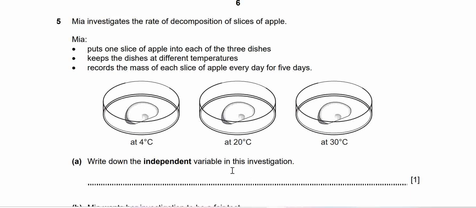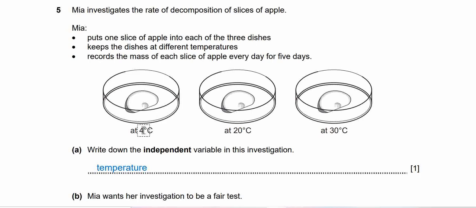Alright, let's open up the answer. Okay, so independent is the one that we changed. In this case it is temperatures. Mia changed the temperatures. While dependent variable is the one that we measure or observe. And control variable is the one that we keep the same.